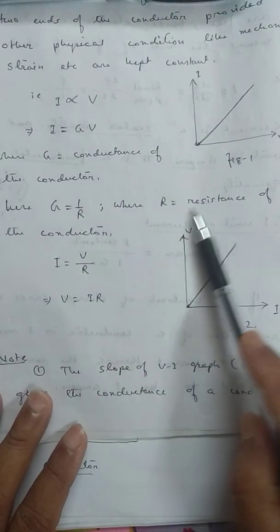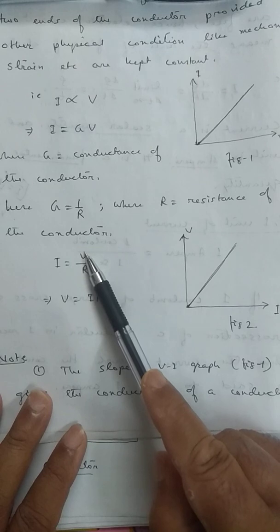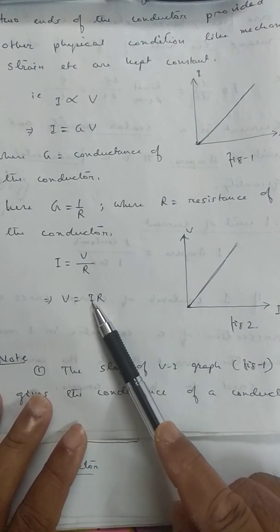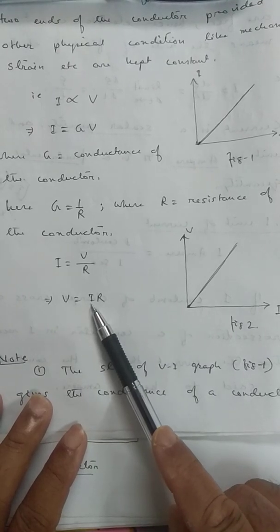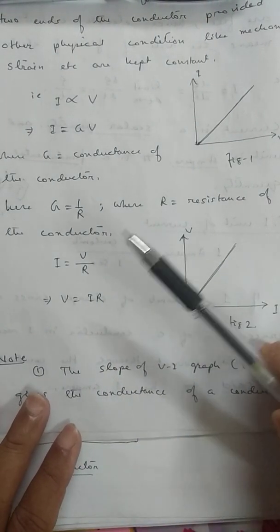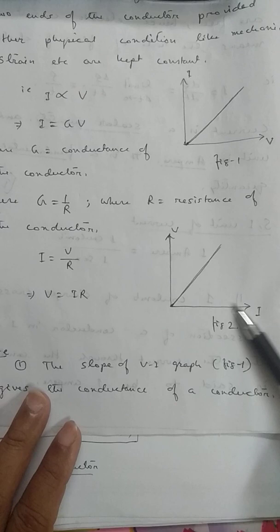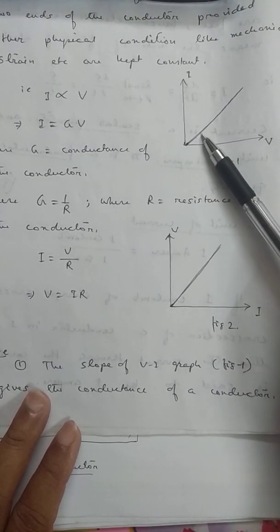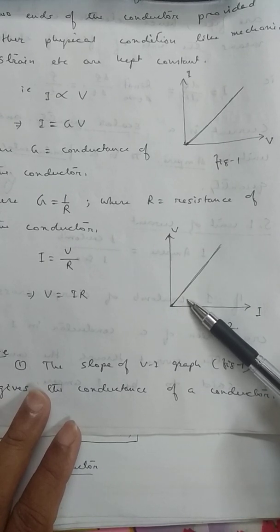So R is the resistance. So I is V by R. So V is equal to IR. From here also we can say that V is directly proportional to I. So if I draw a graph, V against I, again I get a straight line. But this slope and the earlier slope are different.